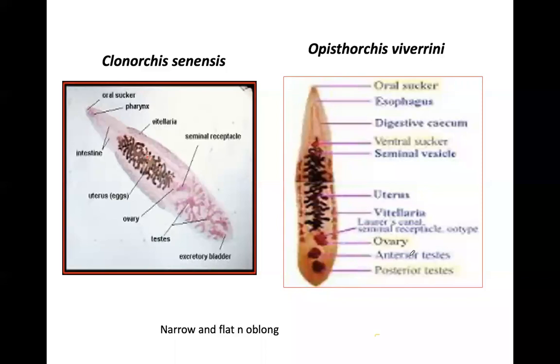And then we have our two twins, Clonorchis sinensis and Opisthorchis viverrini. One of the major differences between these two is the alignment of the testes. In Clonorchis sinensis, the testes are aligned in tandem to each other, while in Opisthorchis viverrini, the testes are aligned obliquely to each other. Otherwise, most of the other features are quite similar between these two parasites. All right.